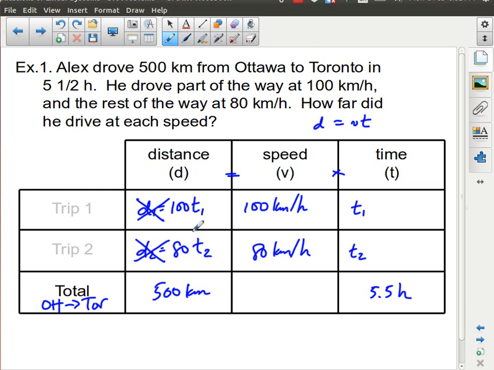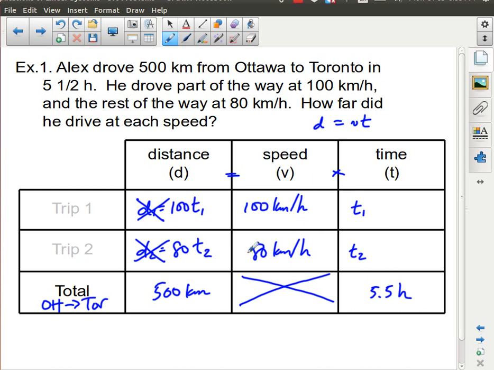Before I move on, one last thing I want to comment on. My distances added up to 500. My times added up to 5.5 hours. And then finally, my speeds. The one thing I want to comment on is if you're going to do additions this way, it doesn't actually make sense to add speeds together. So we normally X out this box.